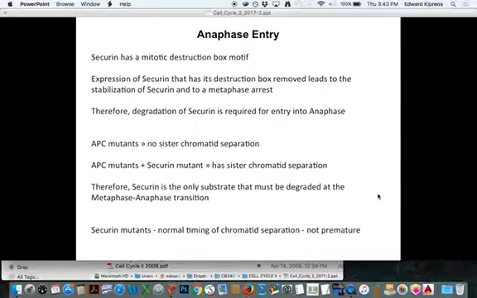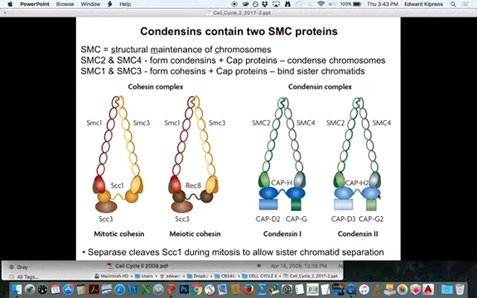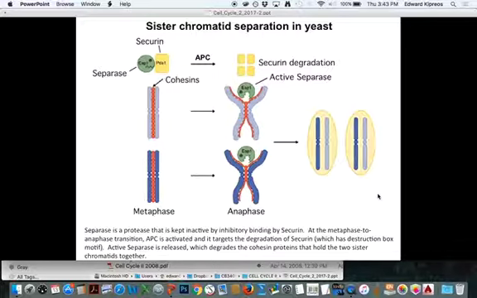Okay, so if you have securin mutants, so now the separase is around all the time, you're actually going to have normal timing of chromatid separation. It's not going to occur sooner. Even if securin is not around anyway, this thing is only going to get activated at the right time. And it turns out that, in fact, in mammalian cells, cyclin B has to be degraded to allow separase to become active because it's also being phosphorylated by the CDK1 cyclin.